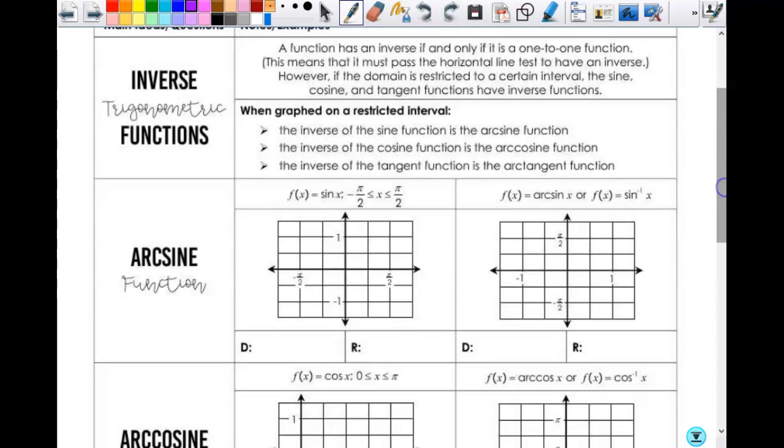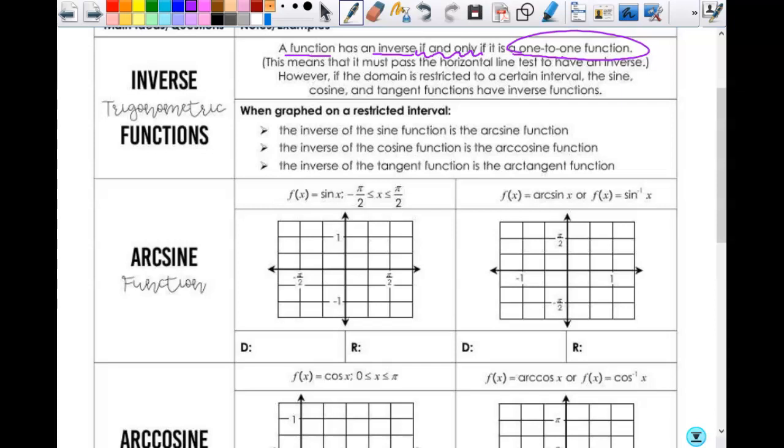For a function, this says a function has an inverse if and only if it is a one-to-one function. Being a one-to-one function, remember, means that you pass not only the vertical line test, but you have to pass the horizontal line test. That's what makes it a one-to-one function. That means the function and its inverse are both functions, right? And that's what that next part says.